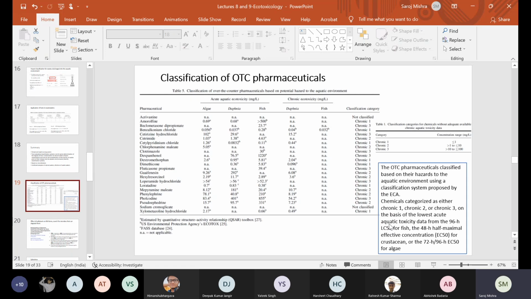Now I'm going to move to, when we talk about ecotoxicology, etc. Now, there is another category which, although I didn't get time to explain it to you, is an emerging category of pollutants. Okay, and these are generally called the over-the-counter pharmaceuticals.